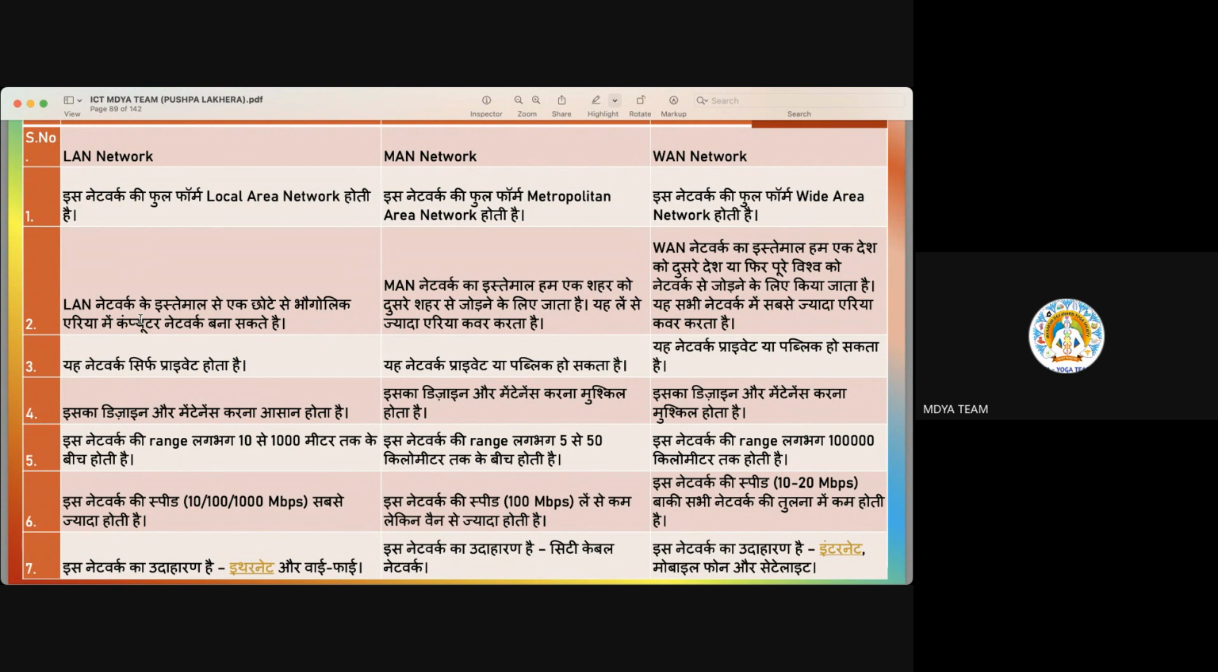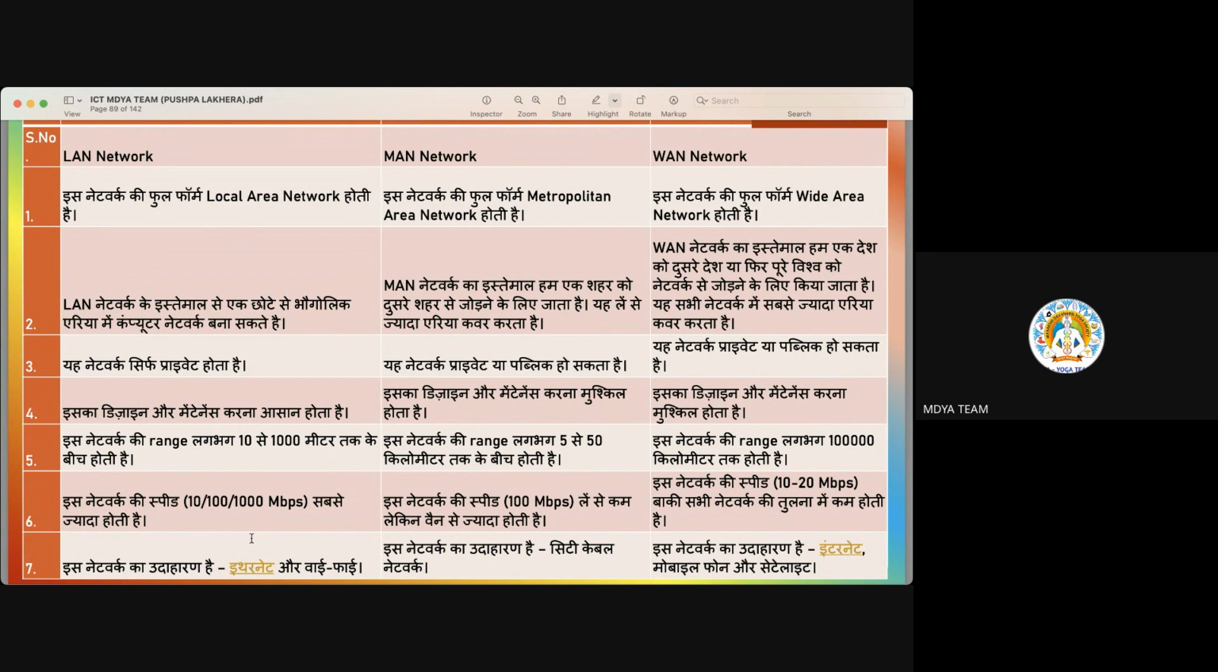The speed will be fastest in LAN, because here the systems are placed near to each other, so the speed will be up to 1000 Mbps. Mbps stands for mega, so you can say a few Gbps is the speed in a LAN network, and in case of MAN it will be a few hundreds of Mbps, and in case of WAN it is a few tens of Mbps.